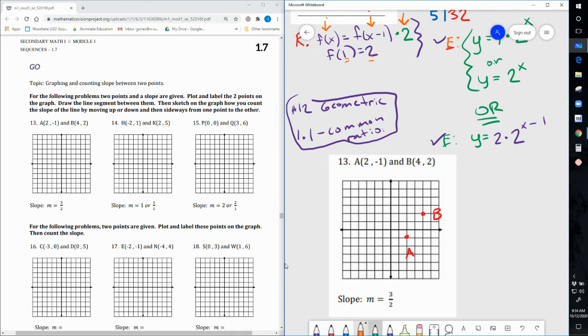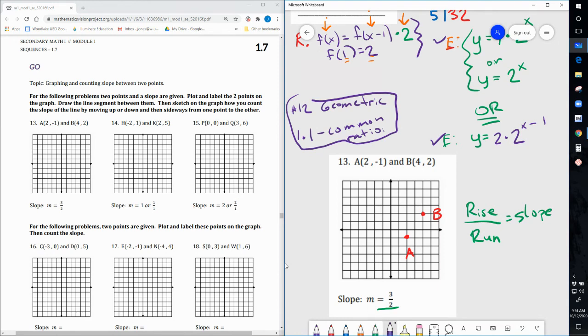Now the next thing it wants us to do is sketch on the graph how you count the slope by moving up or down and then sideways. In other words, what's the rise over run? So rise over run, you guys learned before, is the same thing as slope. Okay, we already know our slope is supposed to be 3/2, so we're just showing that that's actually true.